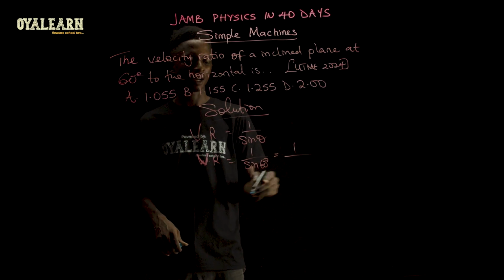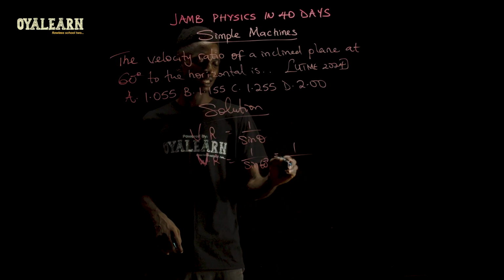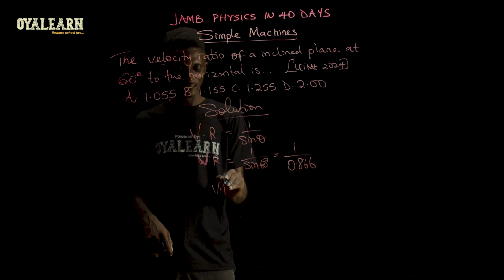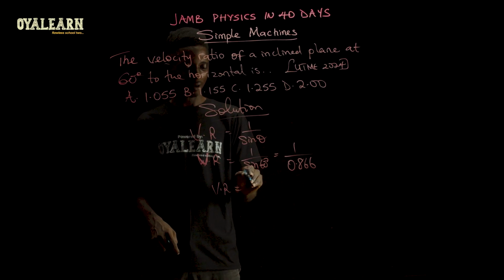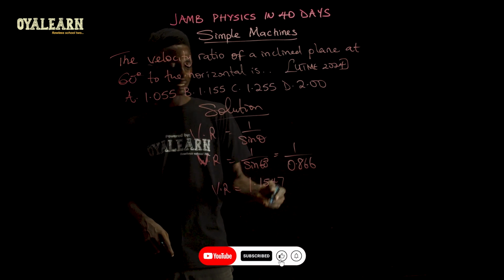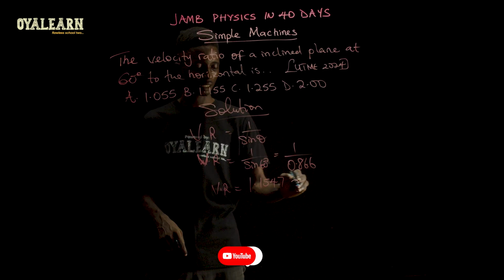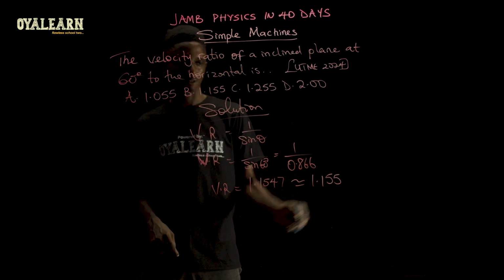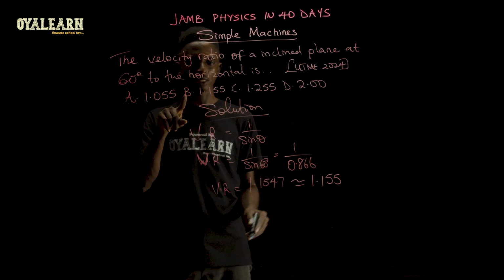That is, we have 1 over sine 60 degrees will give you 0.866. And when you divide that with your calculator, you will arrive at 1.1547 and on like that. And this is approximately 1.155. So the correct option to go for is option B.